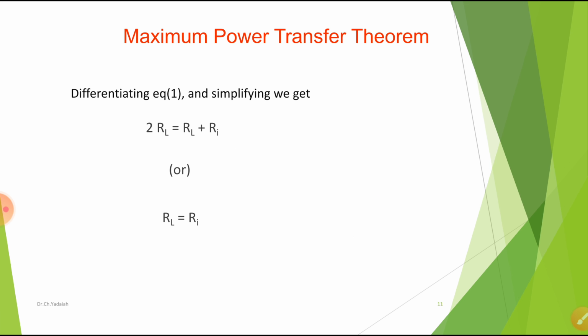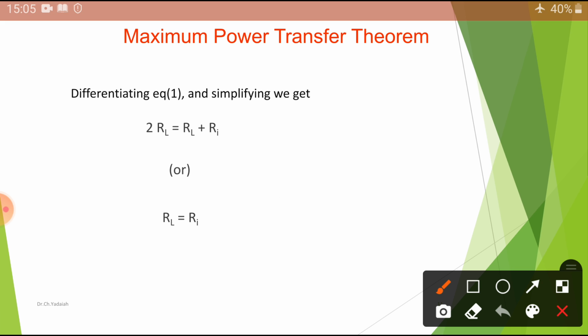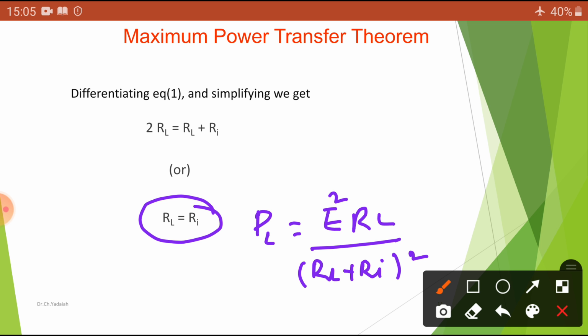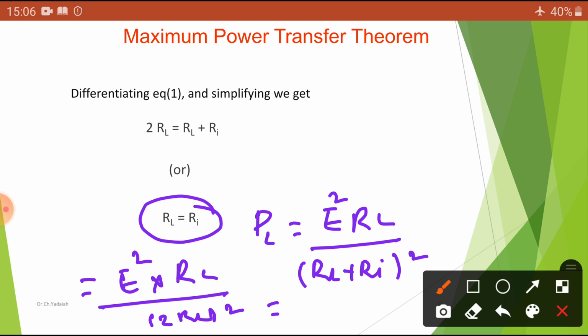So the maximum power is obtained by substituting this value in the power equation. PL is equal to, what is the value? E square RL by RL plus Ri whole square, what we have written in the previous case. That is the value. Now substitute Ri and RL as equal. Then we are going to get E square into RL by RL plus RL, that is 2RL, whole square. So by simplifying here, what are we going to get?